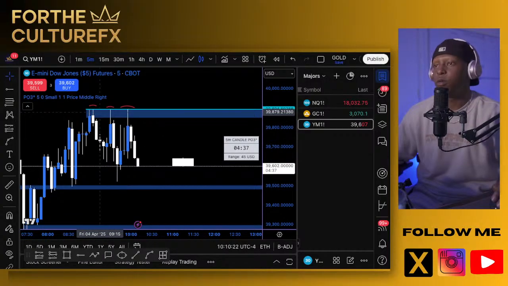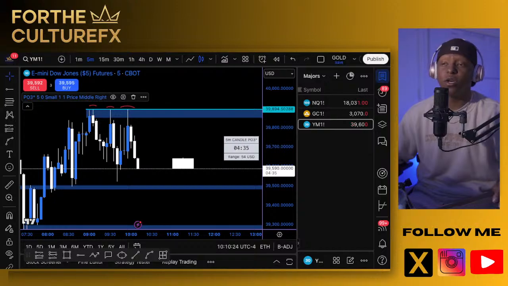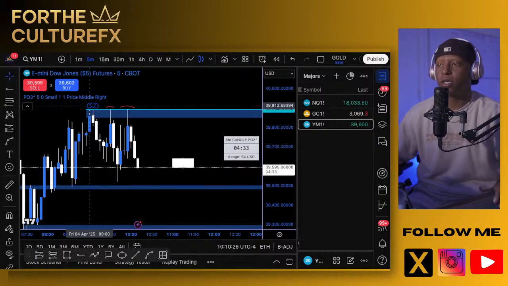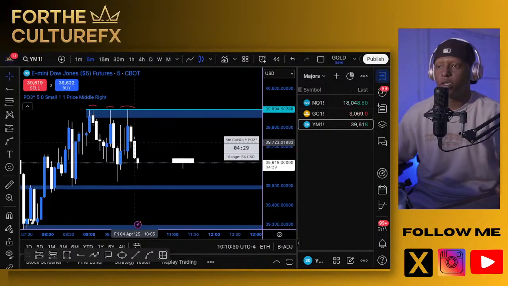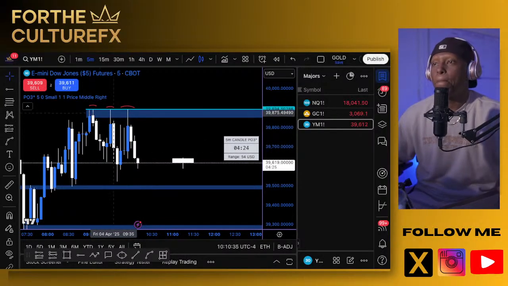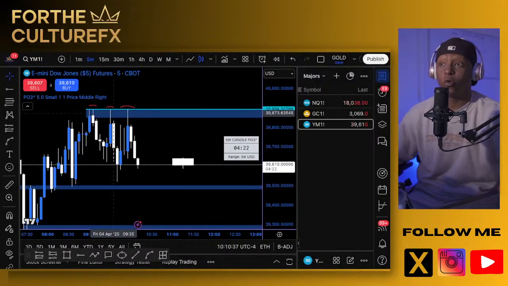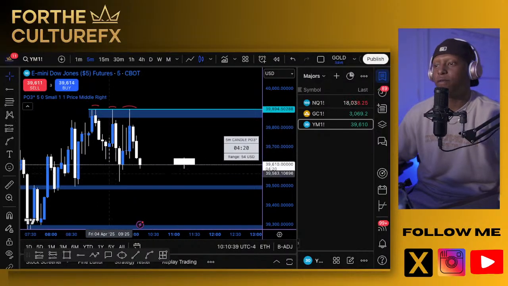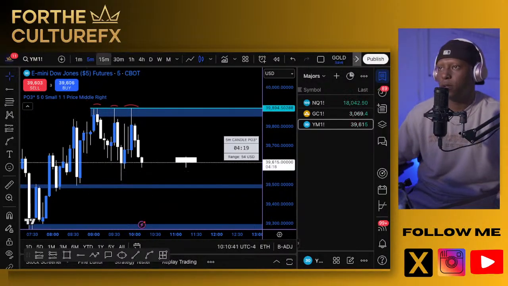If we get a 5 minute bullish candle closure, and the markets could do what they want, right? You know what I'm saying? This is not me trying to tell the markets what to do, because the markets do what the markets do. But this will get swept. It's not a matter of if, it's just more so a matter of when.